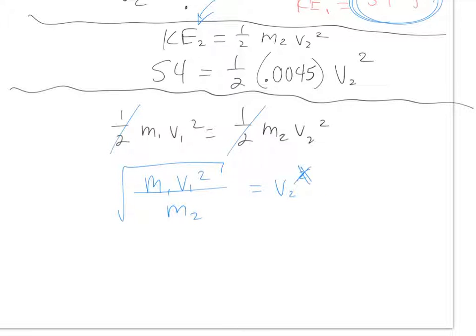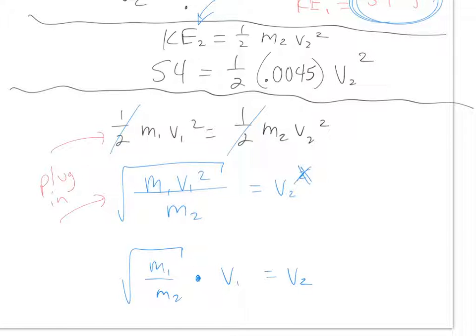If you wanted to go crazy and do this, you can do that also. The reason I can do that is because the square root of M1 over M2 stays by itself, and the square root of V1 squared, what happens to a square and a square root? Yeah, they're inverse operations. They cancel, leaving behind V1. So you could write it like that also. But if I were you, just to be simple, I'd plug in here or here.